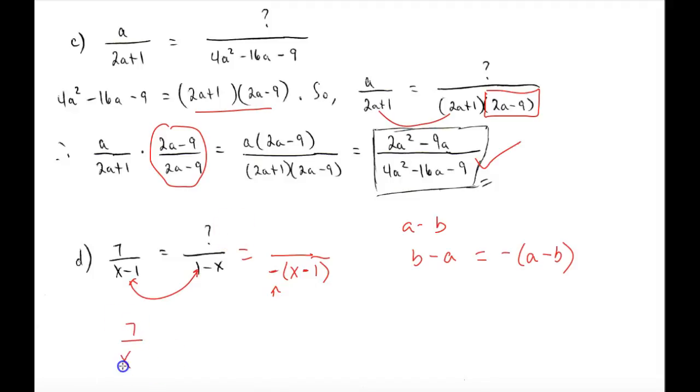So whenever we want to rewrite this in order to get a denominator with 1 minus x here, we just know we need to multiply numerator and denominator by negative 1. And thus we just have negative 7 divided by 1 minus x. Okay.